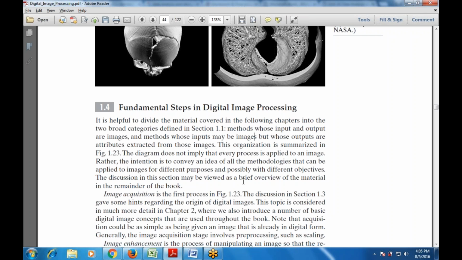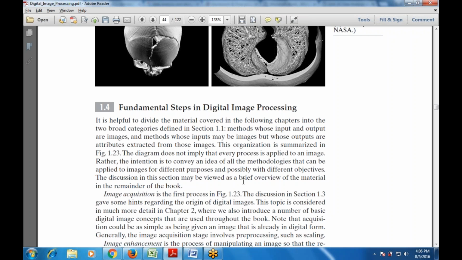The first is the methods whose input and output are images, and the methods whose input may be images but the output are attributes. That depends on the input and the output that is given, on the images that are available, and on the organization that is summarized.